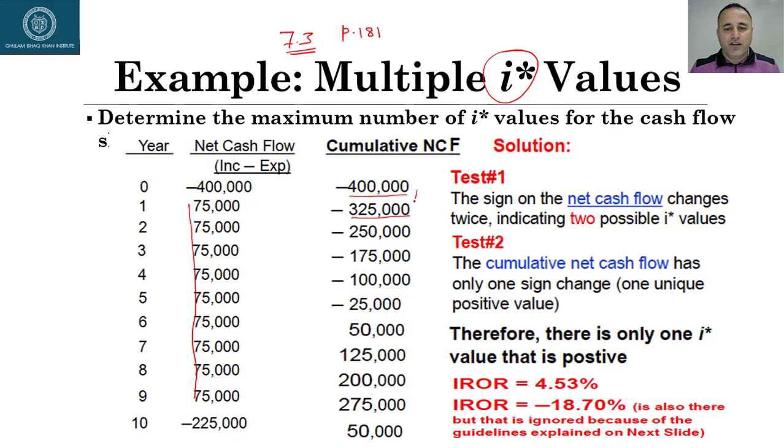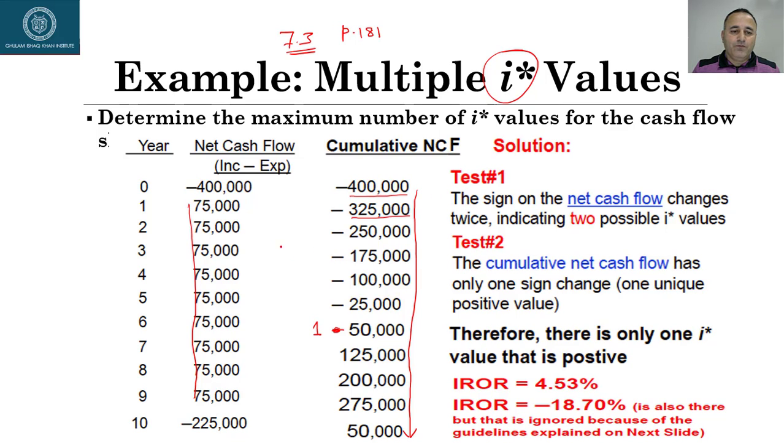My task is to put all the cash flows and then calculate the cumulative net cash flow. As you can see, it started negatively and it changed sign right here. So this was the first sign change in cumulative net cash flows. Let's find out a solution for this and see whether it passes test number 1.